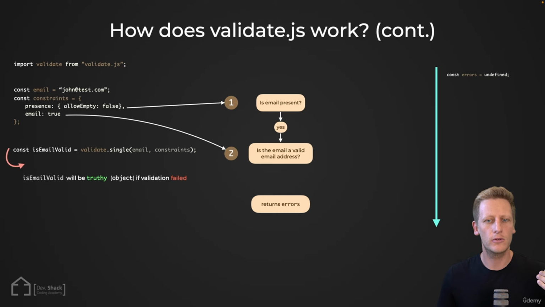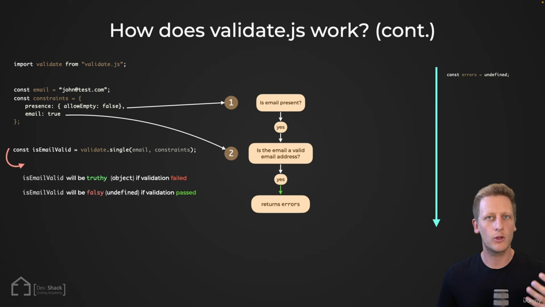And then let's go through the example of a positive test case. In the case of a valid email address, it's going to check is the email present. It's going to run to that first constraint, and that's going to be yes. And so you can see that the errors that we have here, it's still undefined, nothing's been added there. And then it's going to say, is the email a valid email address? There's still no error, so the value of errors is still undefined. And then it's going to return this errors variable. It's going to return undefined to is email valid.